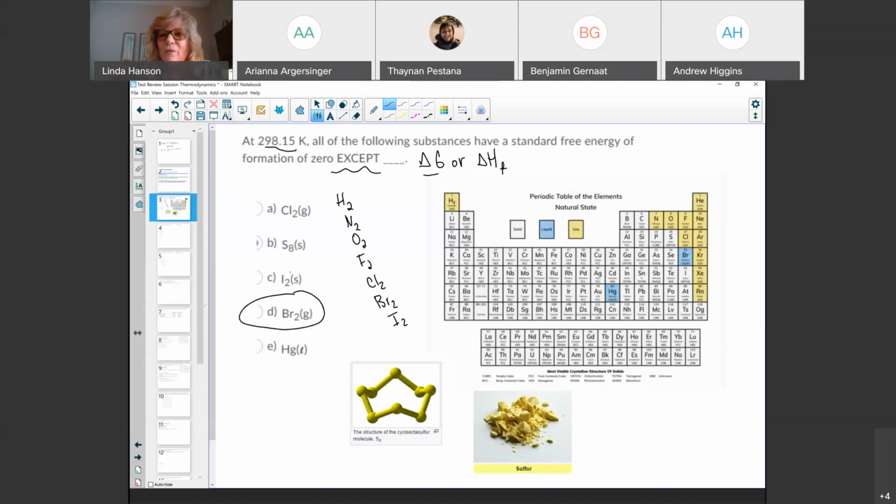And all of that long-winded talk I just went through was about the fact that bromine is a liquid at room temperature. So when you see gaseous bromine, that little state of matter doesn't match. So therefore, it would not have a 0 delta G. It would not have a 0 delta H. All of these have a value for entropy.